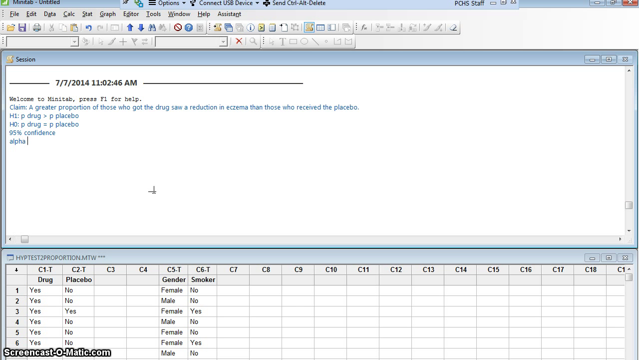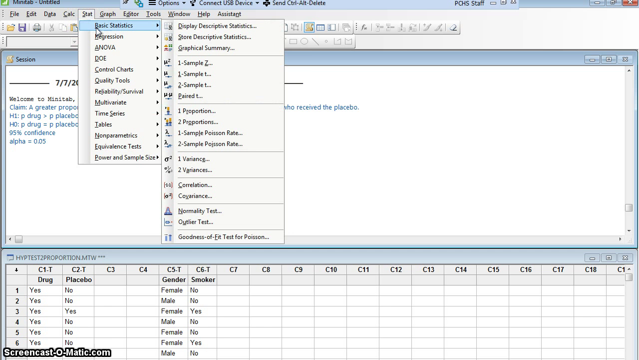I could also say alpha is 0.05. Ready to do the test? I'm ready to do the test. So we're going to go to Stat, Basic Statistics, and we are looking for two proportions. We have two samples now, the drug and the placebo, and I have them in two separate columns.